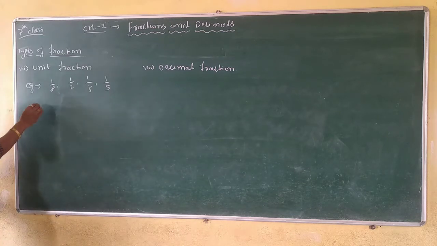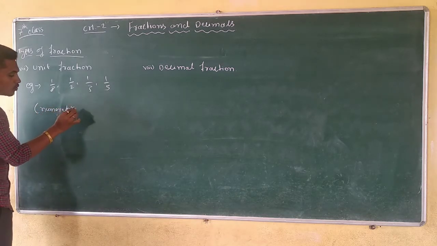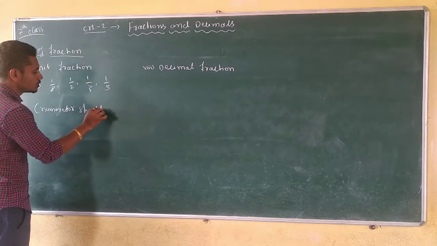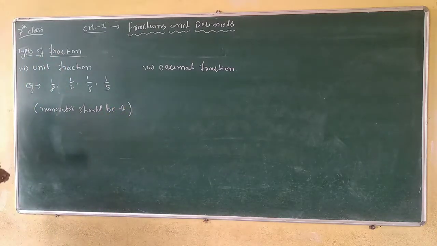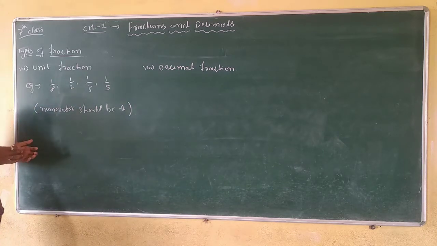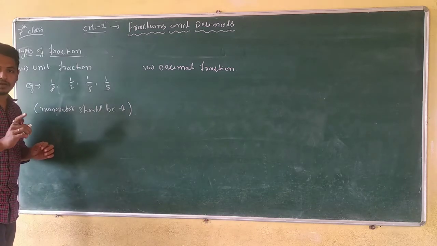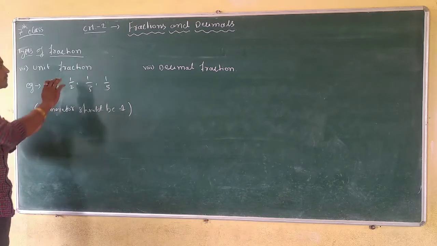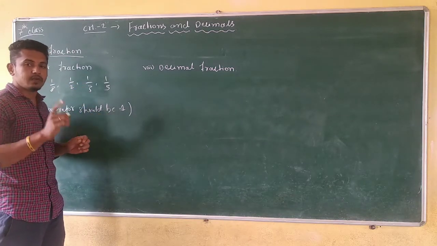So that's why, if you have to write a unit fraction, the numerator should always be 1. That type of fraction is called a unit fraction. So what is a unit fraction? A fraction having its numerator as 1. Its numerator is always 1. What is the definition? It is a fraction having its numerator always 1.